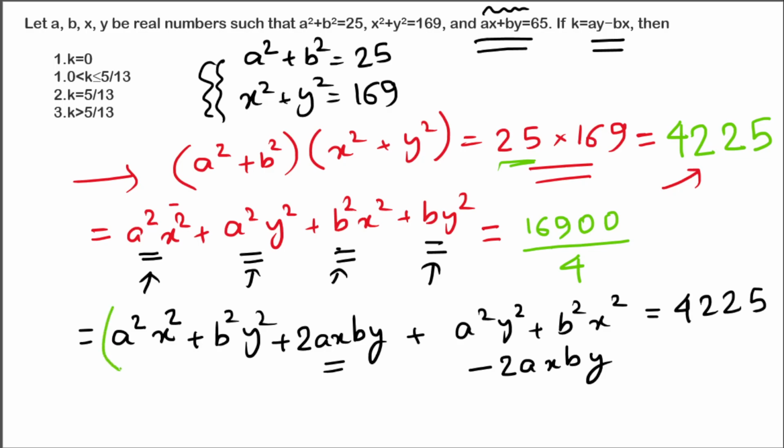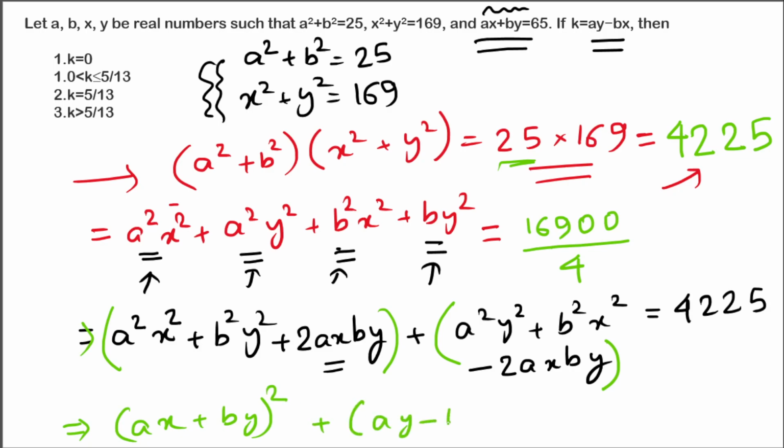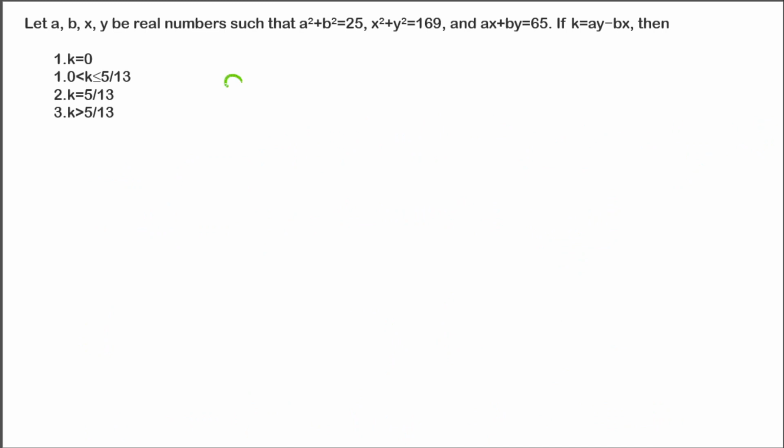So I will ask you to look at this term and this term separately. What it says, you will see that this term is ax plus by, that whole square, and this term is ay minus bx whole square, right? So this is ay minus bx whole square. This whole thing is equal to 4225. Okay. Now that is interesting to say the least. Now our problem is almost solved here, right? So I will write it again. So first of all, ax plus by whole square plus ay minus bx whole square. This is equal to 4225, right?